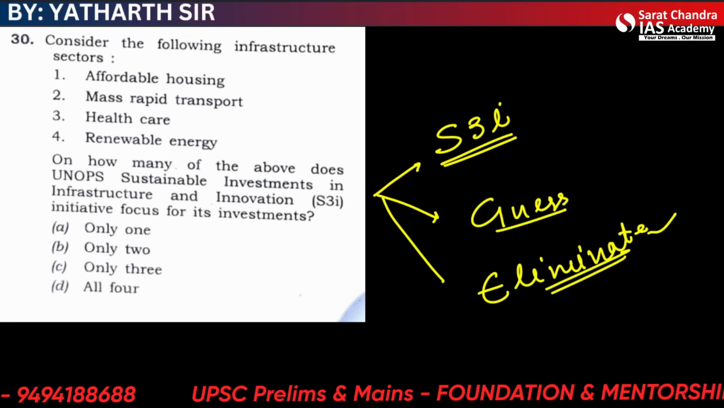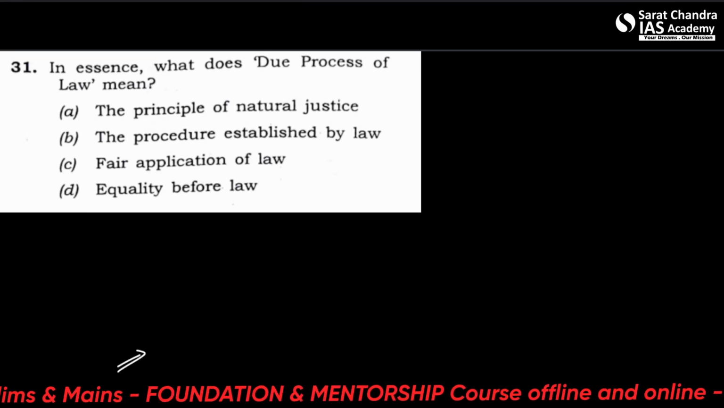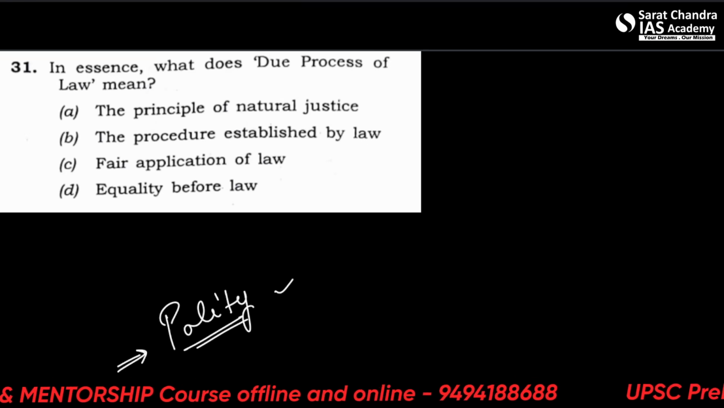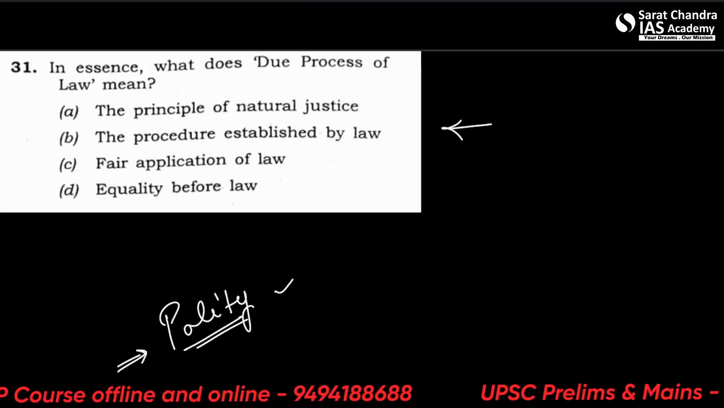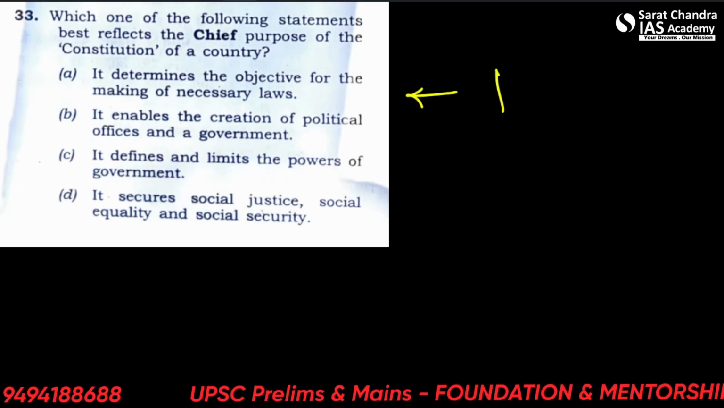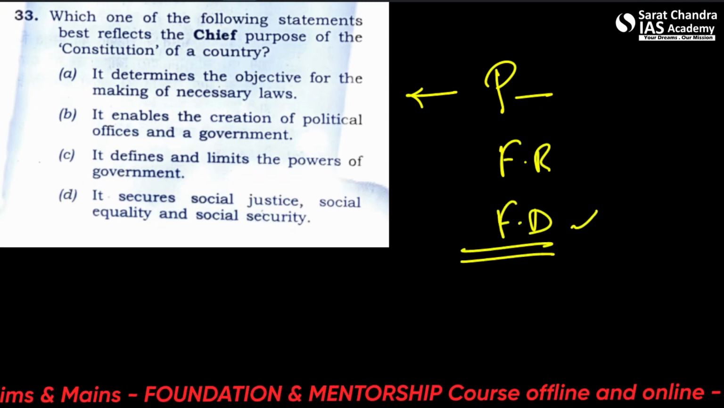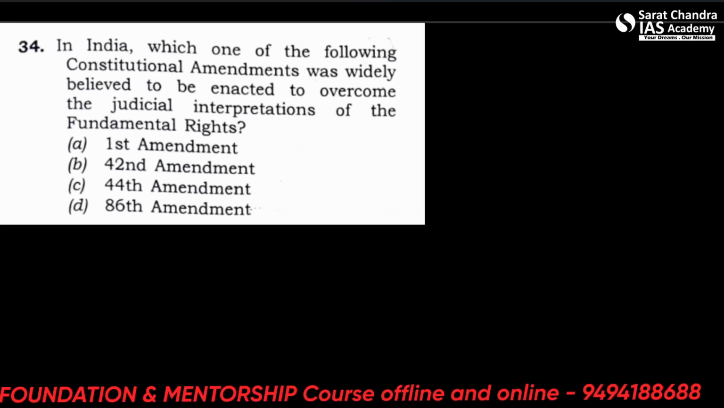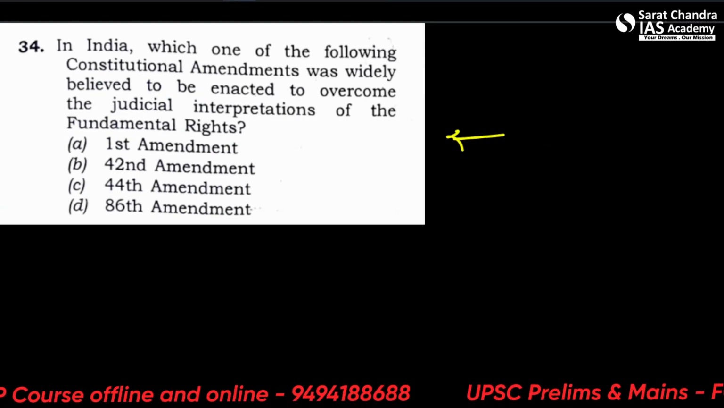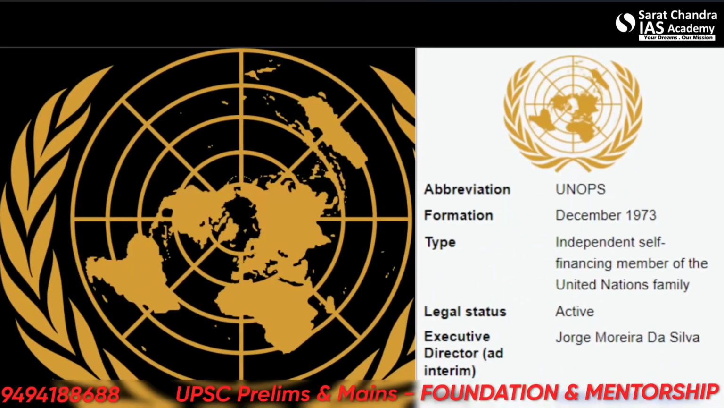So let's see one by one. There are a few other questions I'll introduce you to, because next we are going to work on these ones. These are polity. In the next questions we'll be reading about these. What is due process of law? What is the chief purpose of the constitution? We'll be reading about the preamble, fundamental rights, fundamental duties. We'll also be seeing which of the following constitutional amendments were widely believed to have been enacted to overcome judicial interpretations, etc. However, for now let's focus on UNOPS.